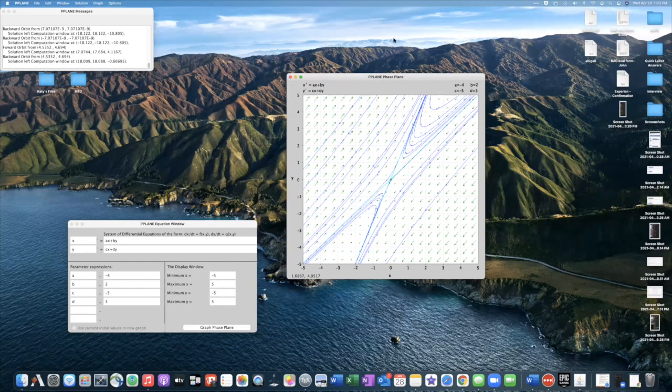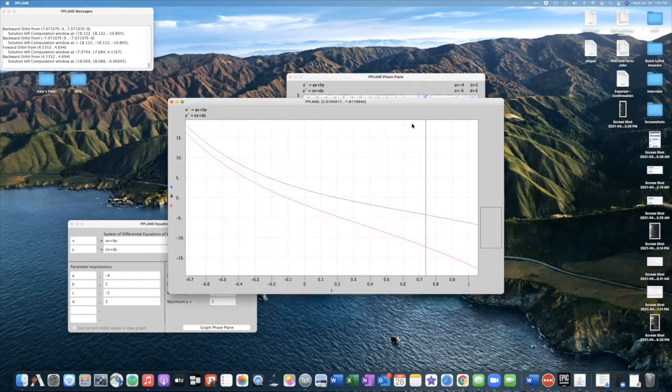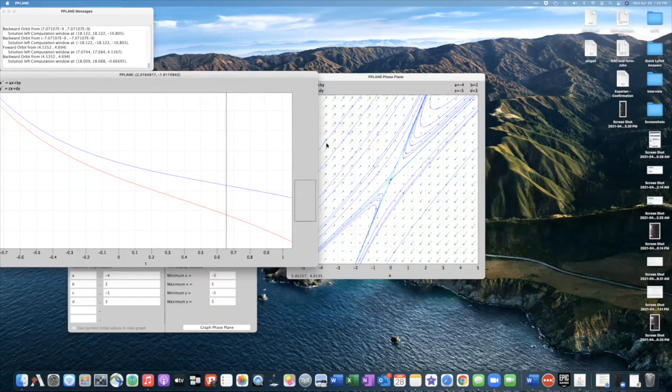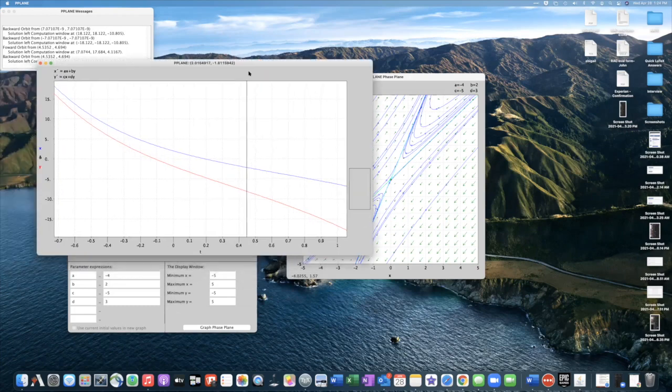Oh, I know what it was. The other thing you can do is graph both x and y versus time, which I think is kind of neat. So if I graph this again, you have to pick an initial condition. Let's say our initial condition was 2, -1. This is going to show us what happens if we start at 2, -1.